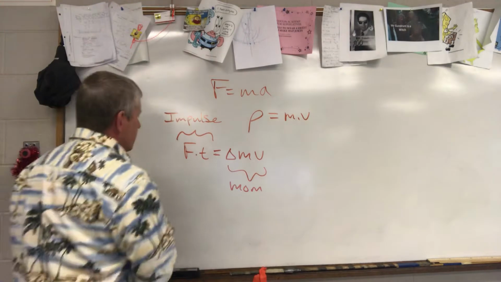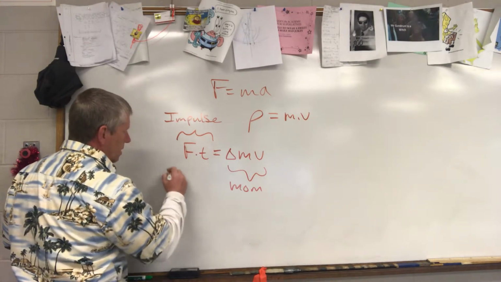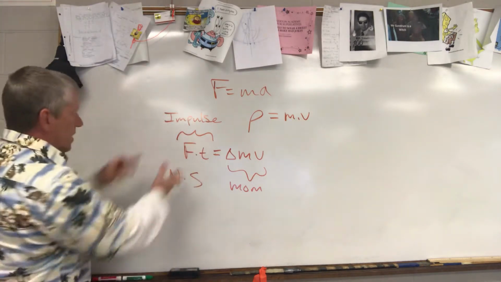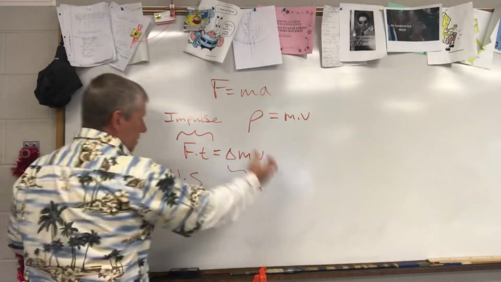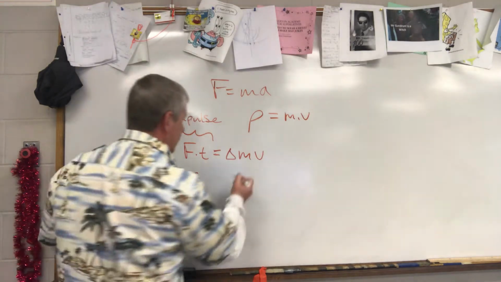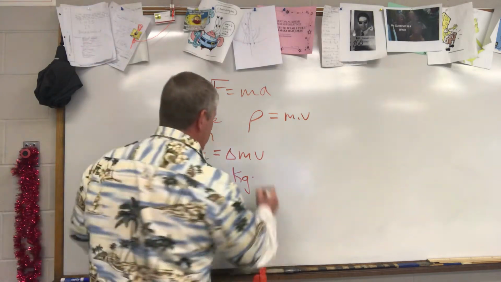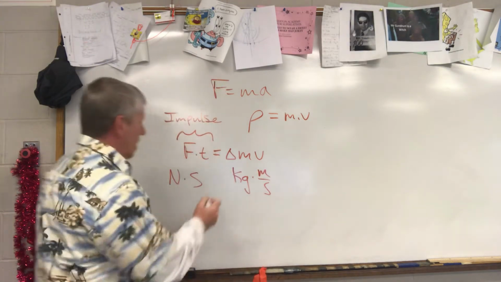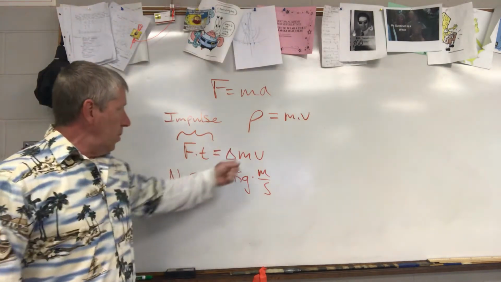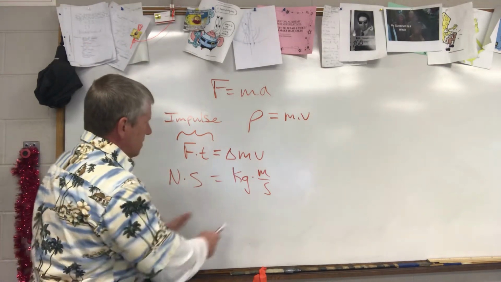Oh yeah. So if we look at the units, that F is a Newton, and that time is a second. So the units on the left are Newton seconds. The units on the right are going to be mass, which is kilograms, and velocity, which is meters per second. Those are equal to each other. There's a little unit analysis here. Those units have got to be the same because on both sides of the equation they're equal. So this is Newton seconds, kilogram meters per second.